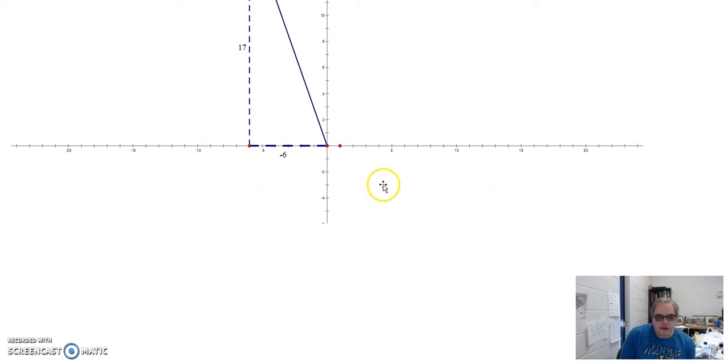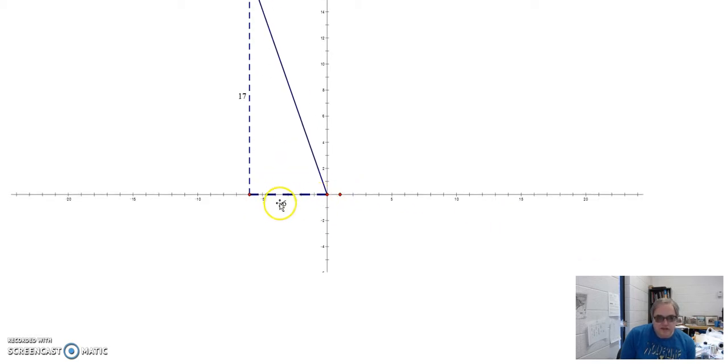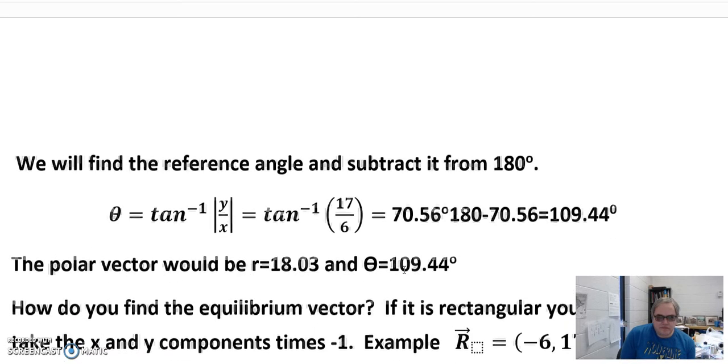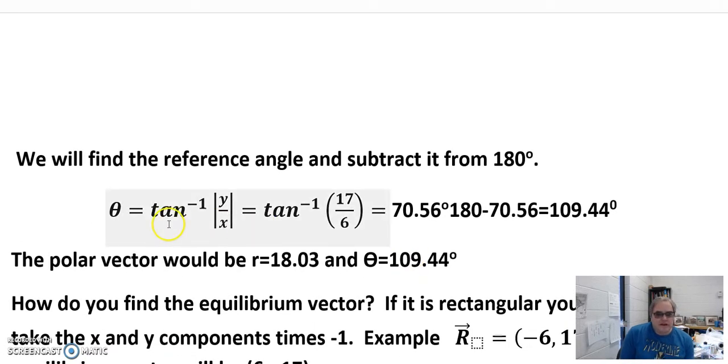So if I look at how I have this drawn, this distance is 6. I know it's -6, but I don't care. The distance itself is 6. The distance up is 17. I want that angle. What we always do is tan inverse. Here, this is an older notation I'm using where it's in absolute values, to remind you, you don't put negatives in. You just don't put the negatives in.